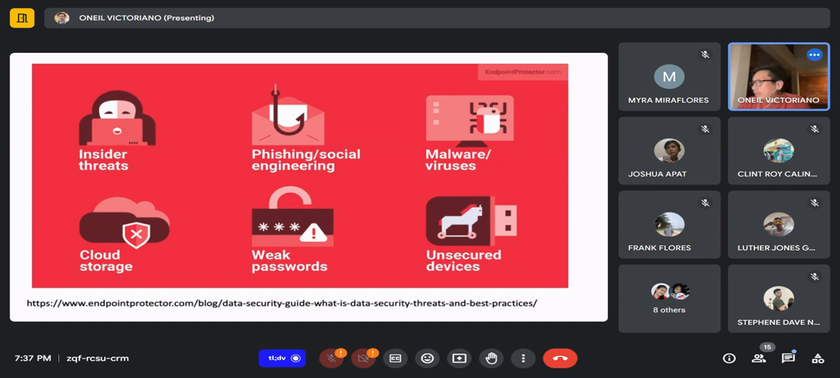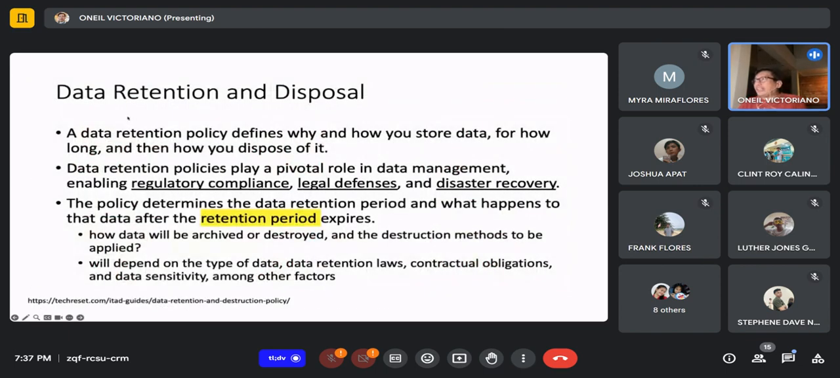Okay, so the next item for the major operations of data governance is doing retention and disposal. Again, retention and disposal defines why and how you store the data, how long, and then how you dispose of it, how data will be disposed. So the policy will be one of the crucial roles to enable regulatory compliance, legal defenses, and disaster recovery.